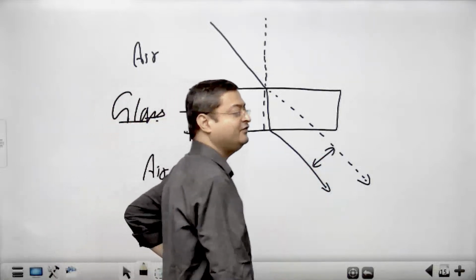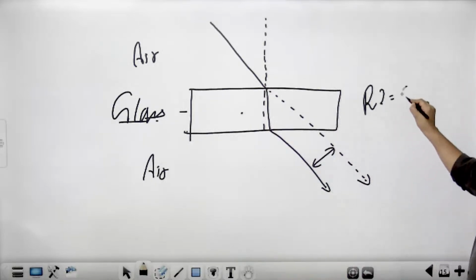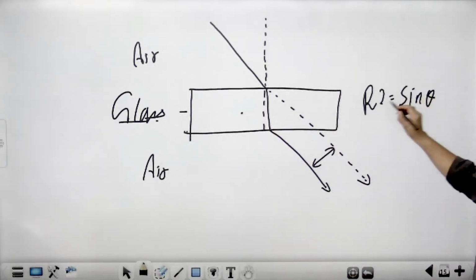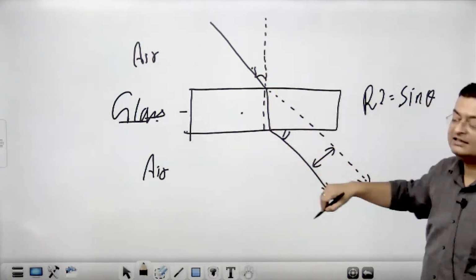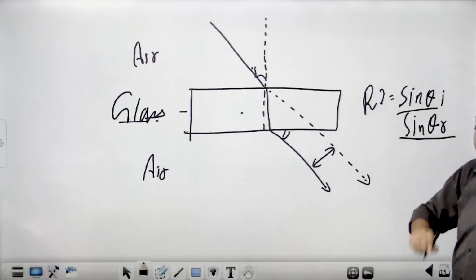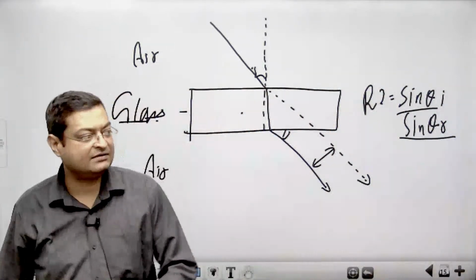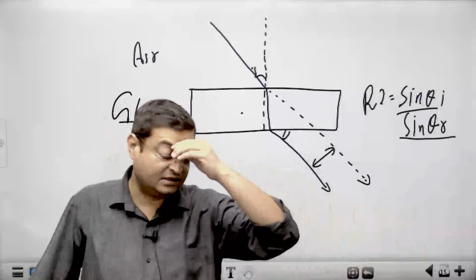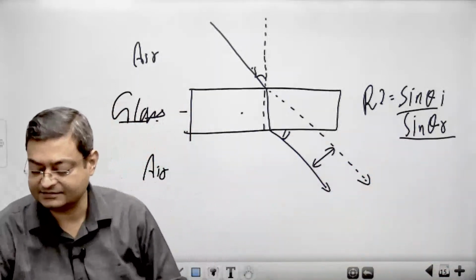And then we had to calculate the refractive index: sin theta incidence upon sin theta reflection. Look, depending upon the medium, the wave can propagate. For example, if this is your opaque medium, then waves are being obstructed. Okay?